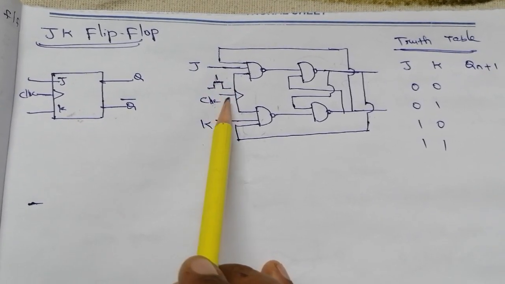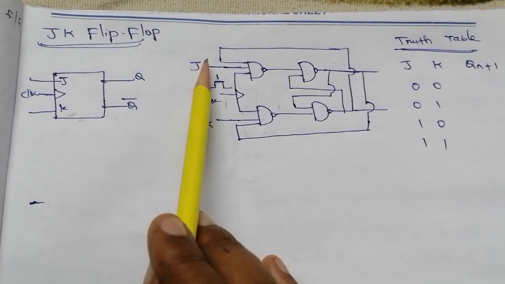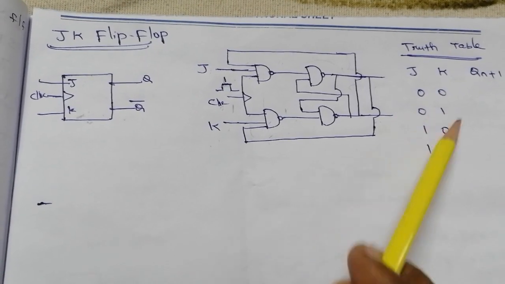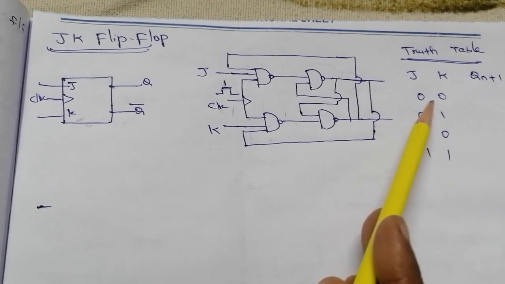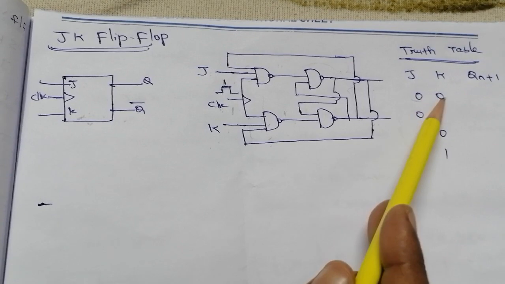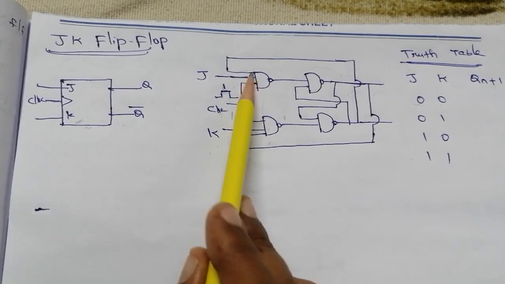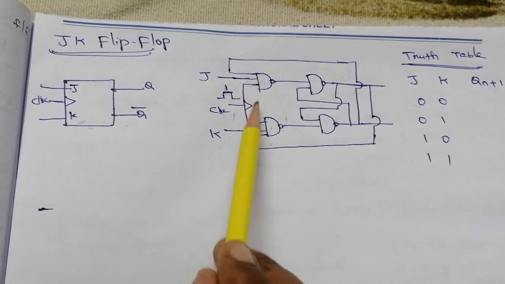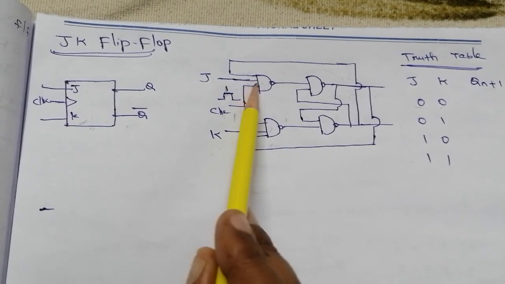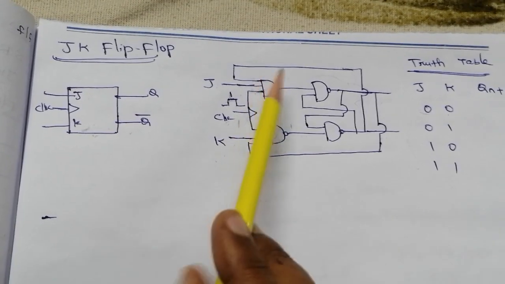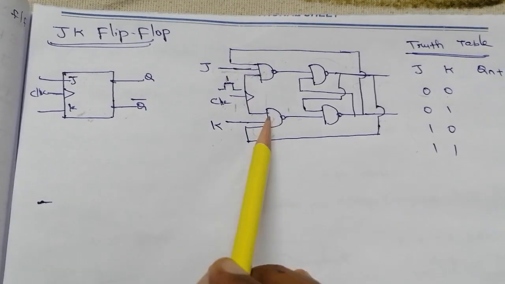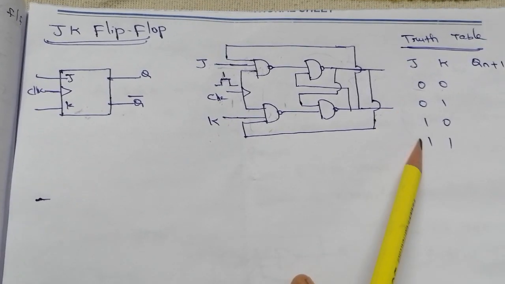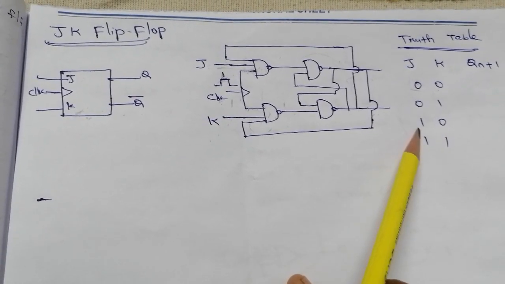Okay, let's consider the clock signal is 1 for all conditions of J and K: 0-0, 0-1, 1-0 and 1-1. In all these combinations, the clock signal is high. The first pattern is 0, 0. These two NAND gates have 3 inputs. One input is the clock signal, which we know is always high, and the second input is J and K. So the J and K inputs may be any one of these 4 possibilities, right?